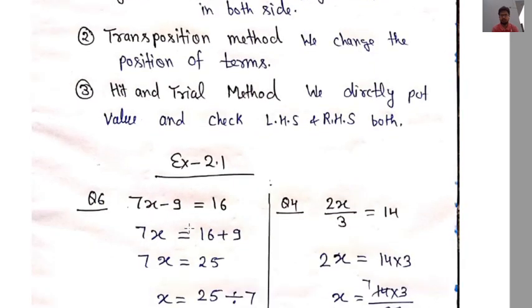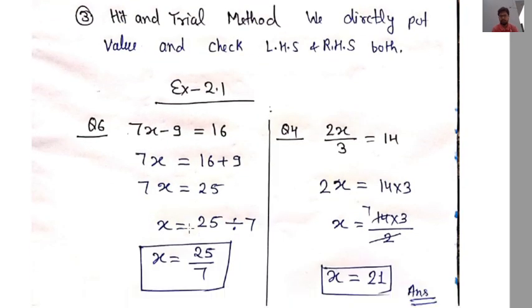Okay, now we are coming to exercise 2.1. One thing you notice here in exercise 2.1: questions 1 to 3 are very easy and the remaining questions are also very easy. I am discussing here only questions 6 and 4. See how we will solve question 6.